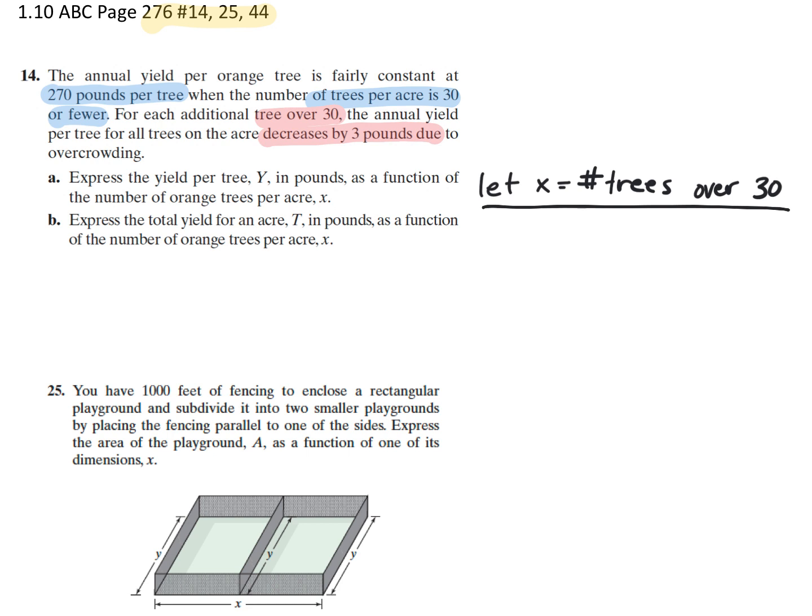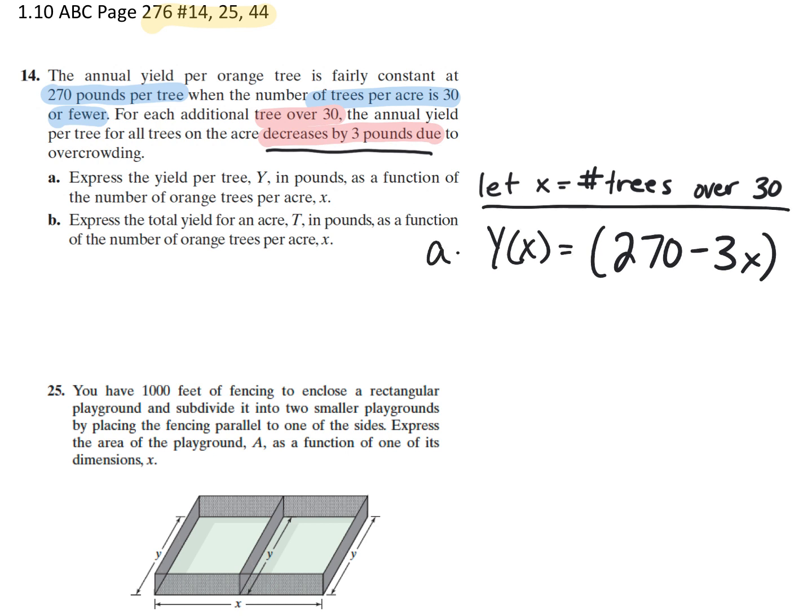So let's see here, express the yield per tree as a function. So per tree, Y of X will equal 270 pounds minus 3 times X. That 3 represents the decrease by 3 pounds per additional tree, right? So here, if X stands for the number of trees over 30, our yield per tree is 270 minus 3 times X.